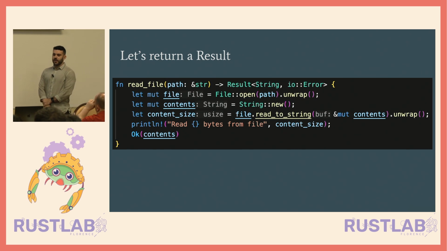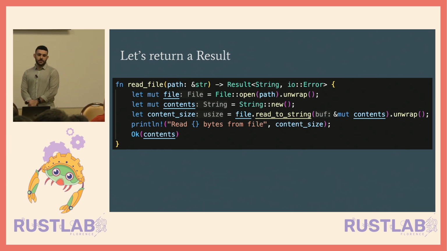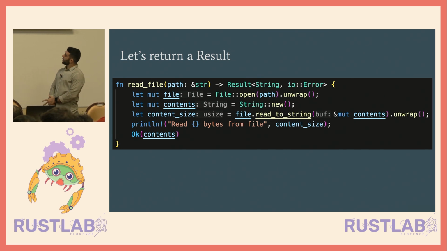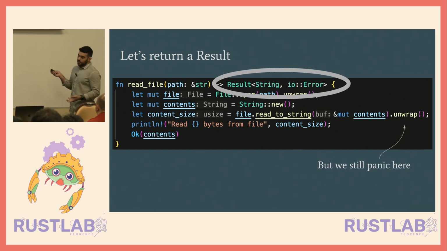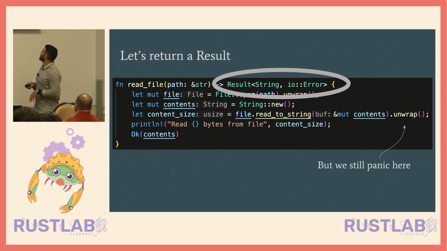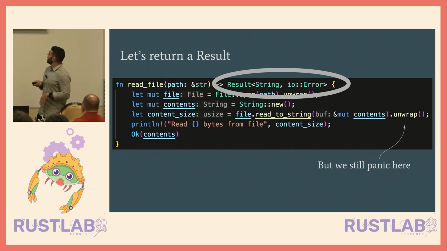So the first thing we can do in order to improve the code is just return the result. Now we return a result. Everything compiles, everything is good. We return the result, and the caller function can handle the result, right? No, not right. We still panic here. We don't want to panic. Okay, and you'll hear me saying this a lot during this talk. We don't want to panic.